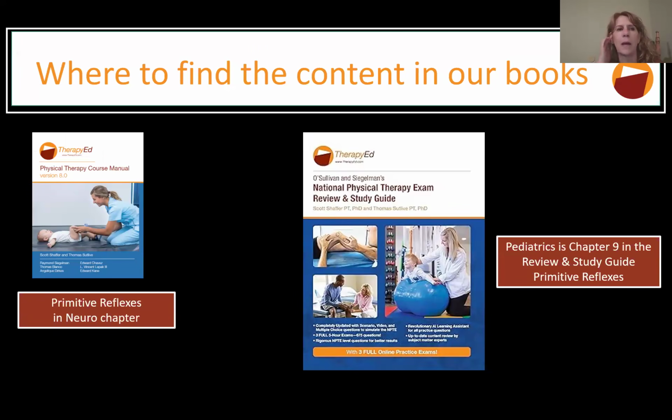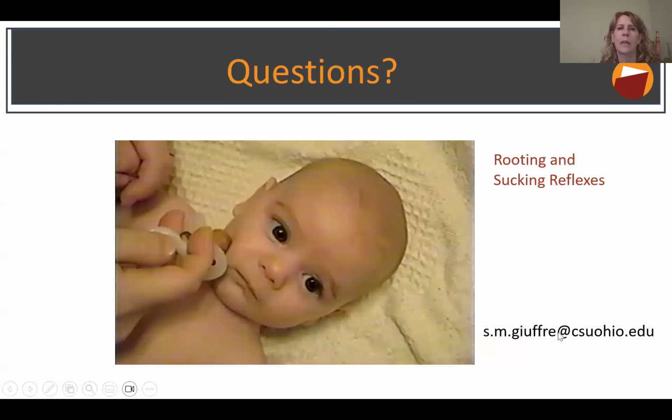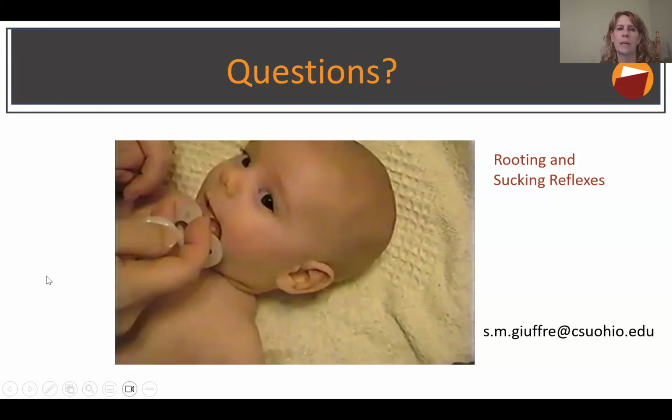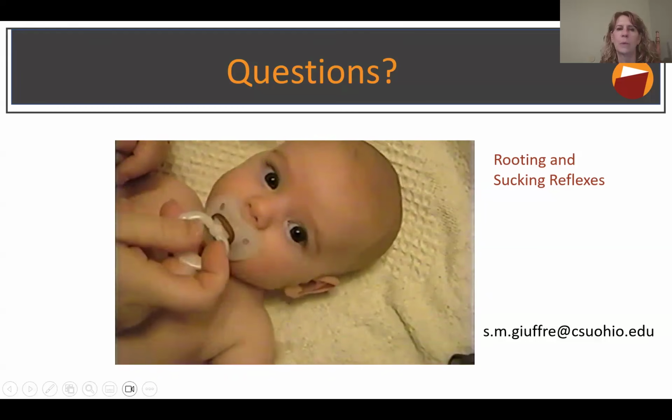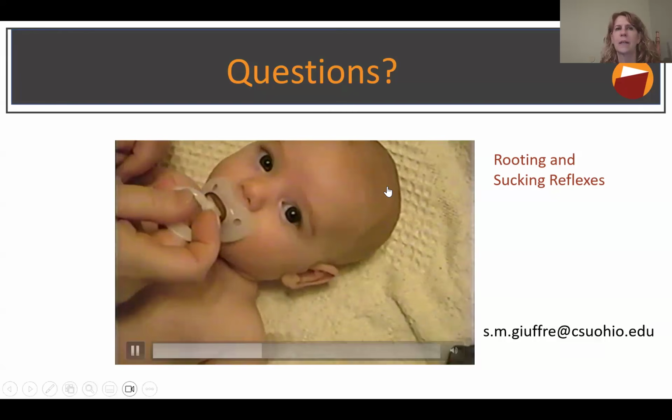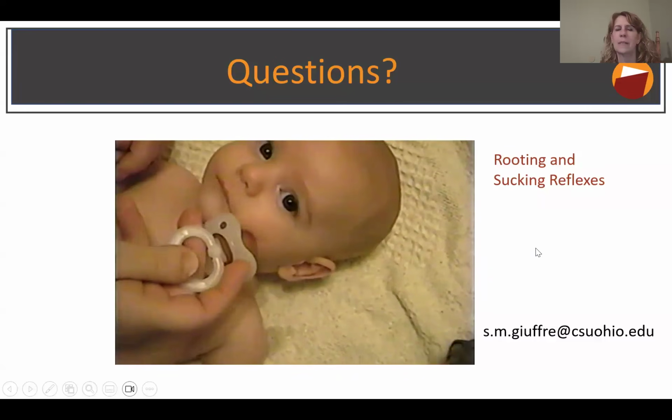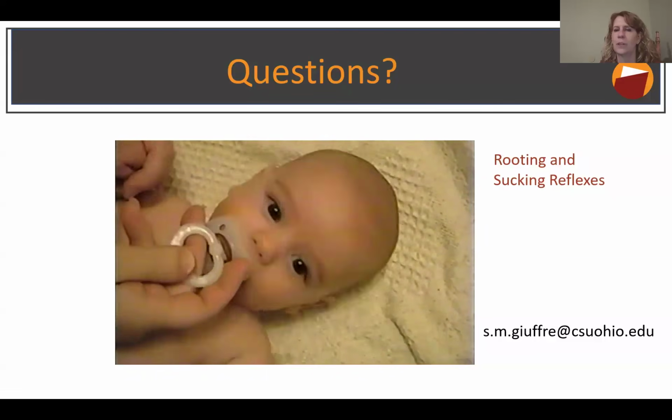Primitive reflexes, if you have our course manual from our 2-day course, is in the neuro chapter. And if you have our large review book, it is in the pediatric chapter. And I am the author of that pediatric chapter. Here is my adorable son again, showing you the rooting and sucking reflex. He's 26, but he's still cute.